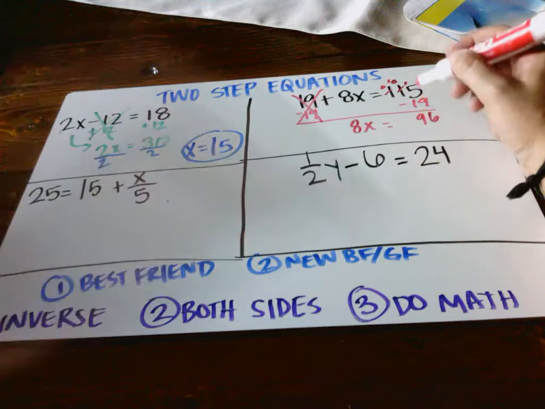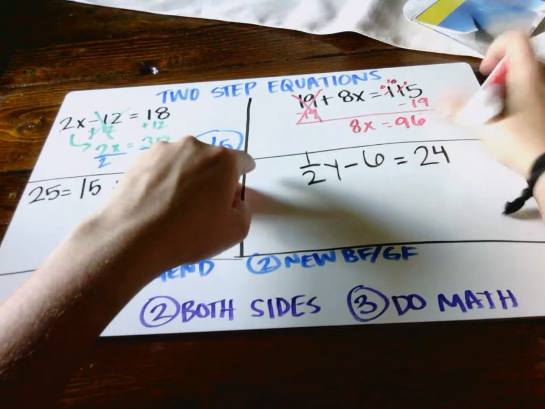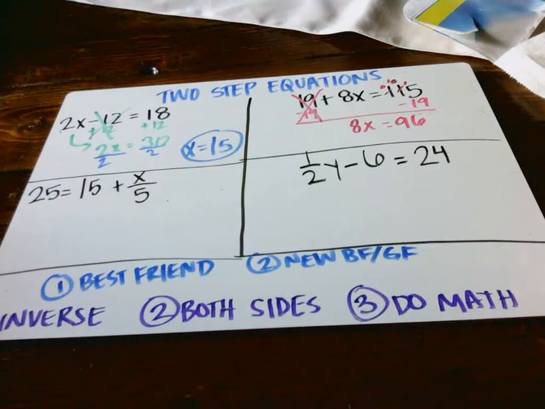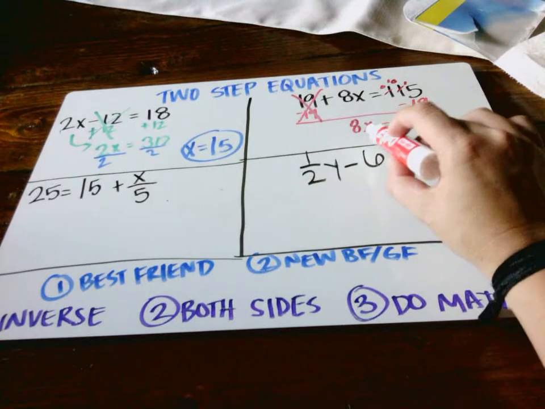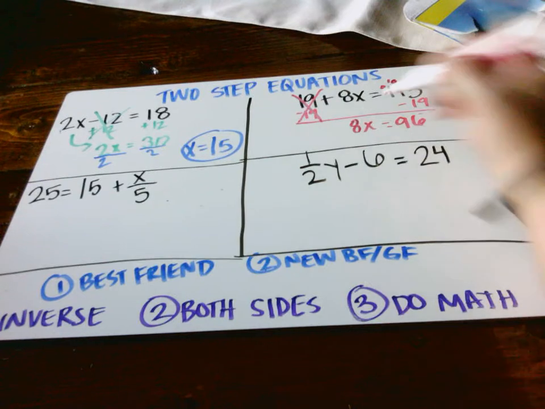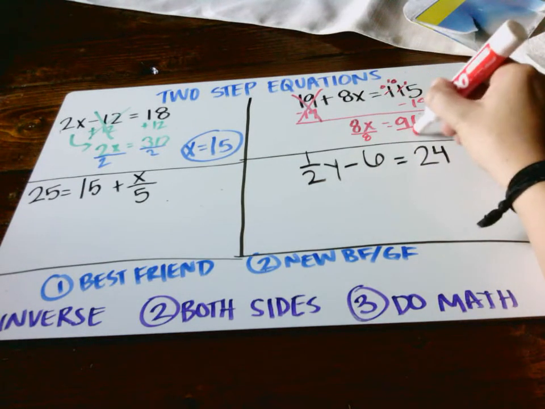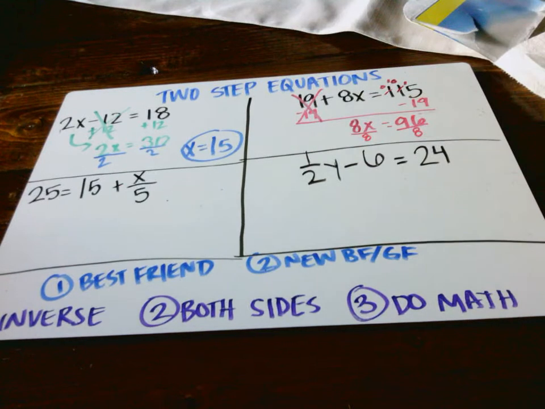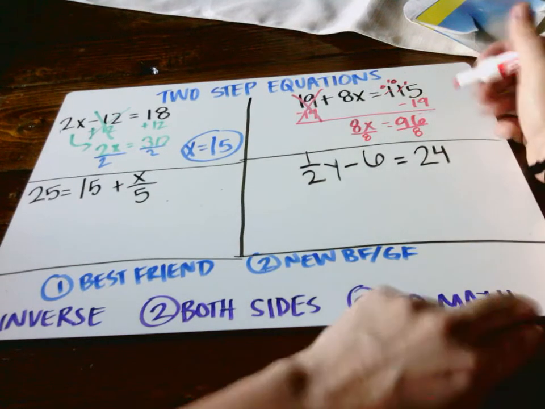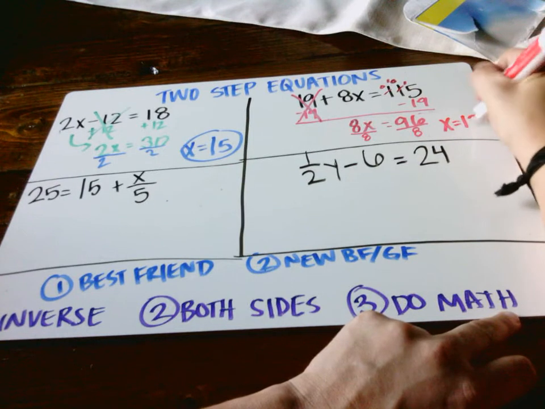96. Okay, so 8x equals 96. Well, as you know, I'm not done because my x is not alone. Currently, 8 and x are being multiplied, so I need to do the opposite. The opposite would be divide, so I divide both sides by 8. 96 divided by 8 is 12, so that means that x equals 12.